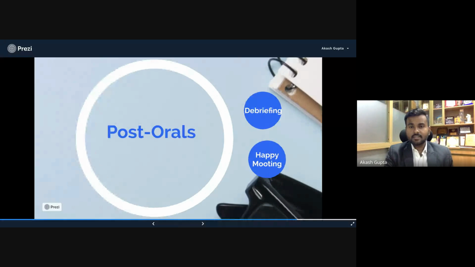And post orals is the debriefing after the oral rounds, let's say the pre-moots or the practice rounds, or even the main oral rounds. You should do a debriefing on what things went good, what things went bad, and you should take positive feedback. You should request feedback from the arbitrators, from the judges, so that you know where you went wrong and start working on it.